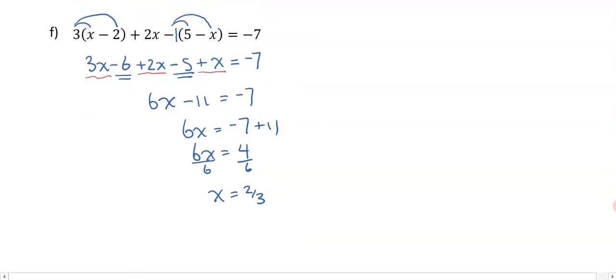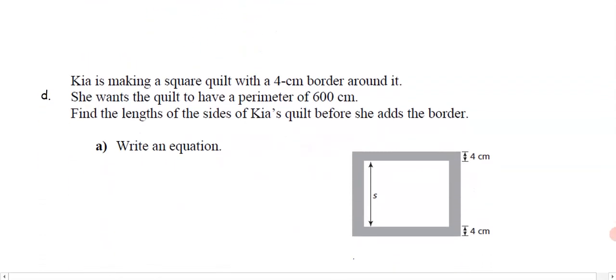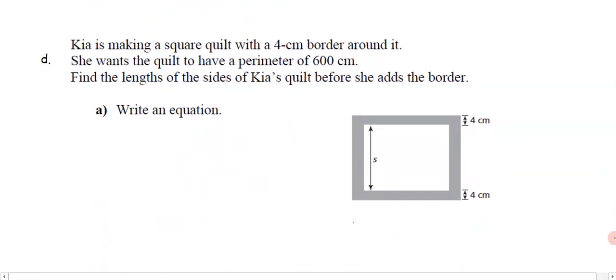All right, so that is multi-step equations using parentheses or brackets. How can I create an equation with parentheses? Here is a square quilt with a 4-centimeter border around it. So the width is 4. That width is 4, that width is 4. It doesn't matter where I draw the width, it's 4 centimeters around it.